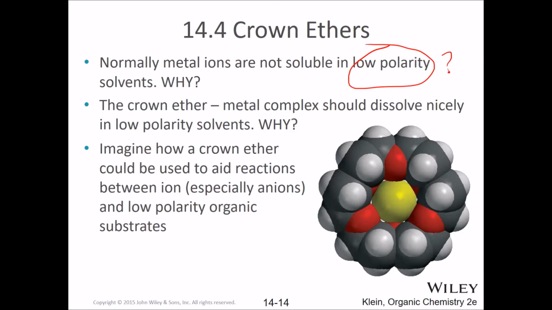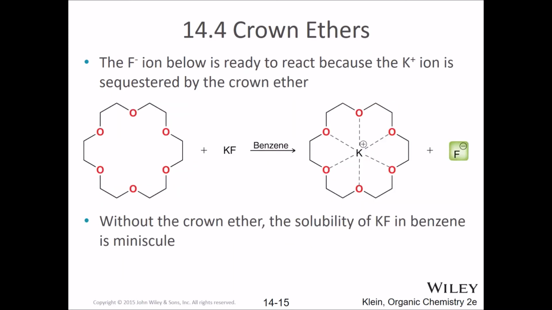Okay, the crown ether metal complex should dissolve nicely in low polarity solvents. Why is that? So you've got a low polarity solvent, which is maybe an ether, all around this guy, and it dissolves just fine. Why is that? Imagine how a crown ether could be used to aid reactions between ions, especially anions. You don't really have to imagine that. I've got a slide here for it, thanks to Klein.